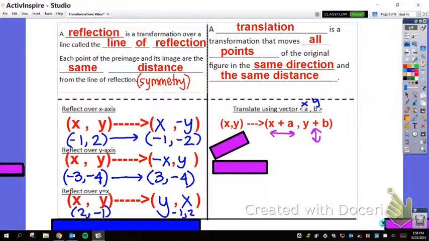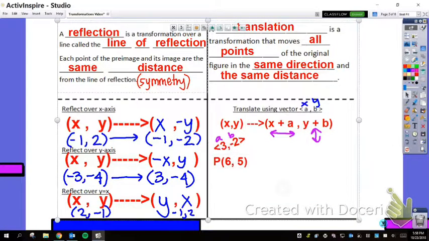Okay, so let's look at an example. We've got our vector is going to be (3, -2). So that's our a and our b. And our original point is going to be point P, and we're going to say that that original point is (6, 5). So what we have to do to get our new point, we're going to call it P prime, is we have to add in that vector, or we could be subtracting.